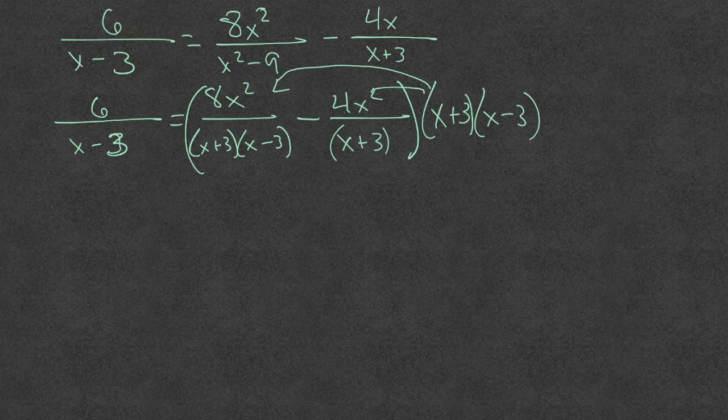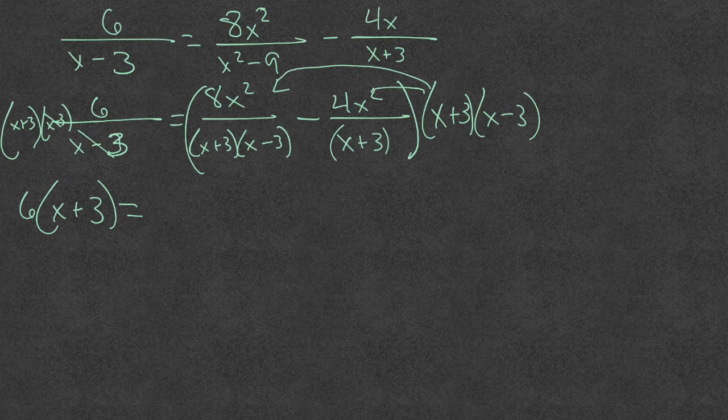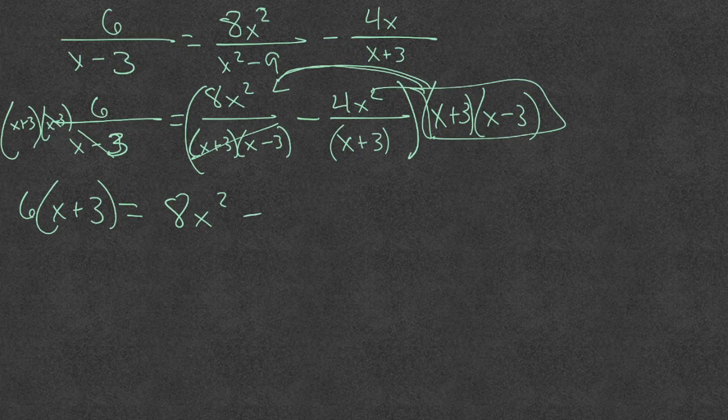And on this left-hand one, I also need to multiply it. So x plus 3 times x minus 3. Now these are over 1. Basically, I'm stretching both sides of my equation, so we don't have to do the big one. Now that we have an equal sign, we can do it to both sides. So the x minus 3's cancel on that left, and I have 6 times x plus 3 equals. Now, when I multiply by this x plus 3, x minus 3, that whole denominator goes away, and I'm just left with an 8x squared. Basically, the numerator and the denominator cancel. And then on the second one the x plus 3's cancel, and I'm left with 4x times x minus 3.